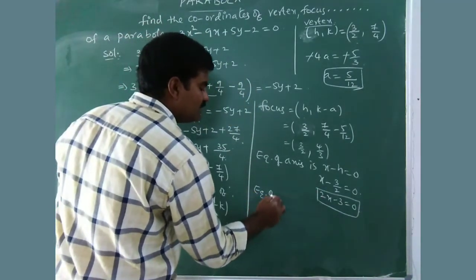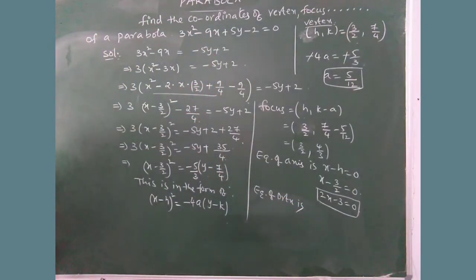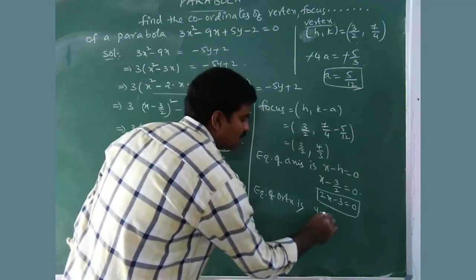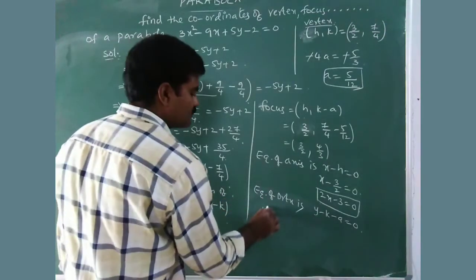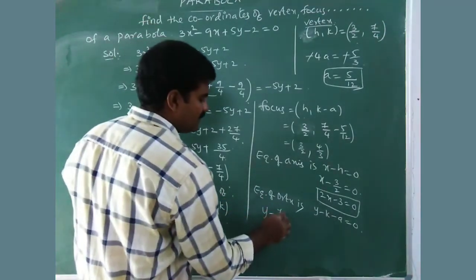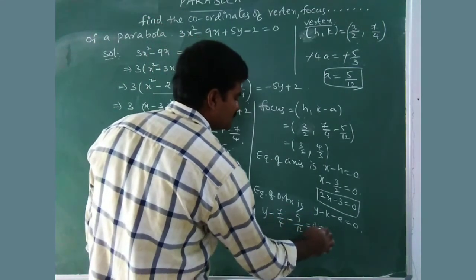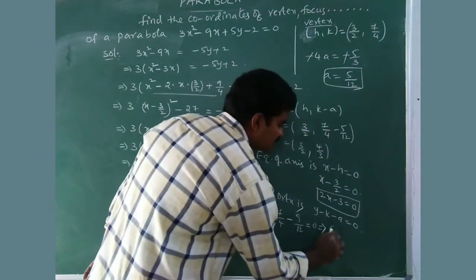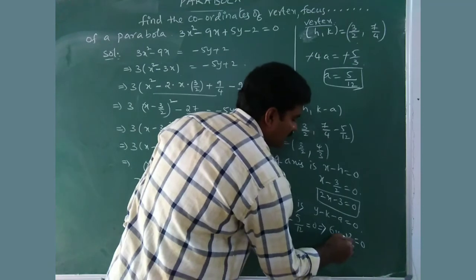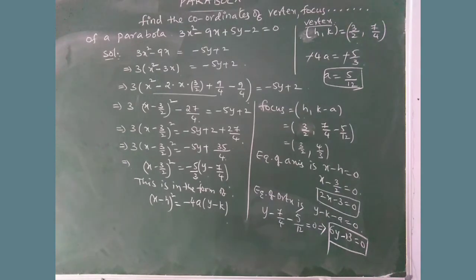Also suppose if you want the equation of directrix, what is the equation of directrix? Can anybody tell? y minus k minus a is equal to 0. So you can substitute y minus k value 7 by 4 minus a value 5 by 12, which is equal to 0. So finally, after simplifying this, we get 6y minus 13 is equal to 0, which is the equation of the directrix.